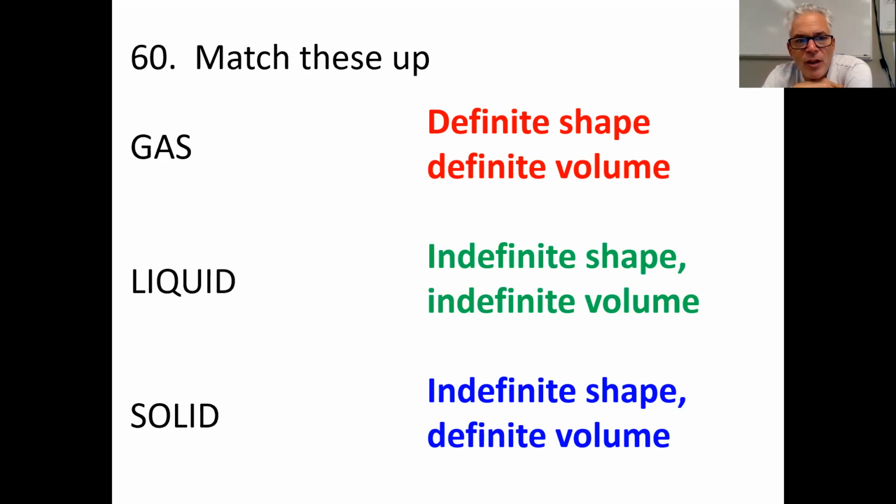Match these up. You got gases, liquids, and solids. Now, one of them, gases, is going to have either definite shape, definite volume, and so on, red, green, or blue. Take a moment, use your pencil, see if you could figure these out. I'm going to do the answer now. If you're not ready, hit pause, but here goes.